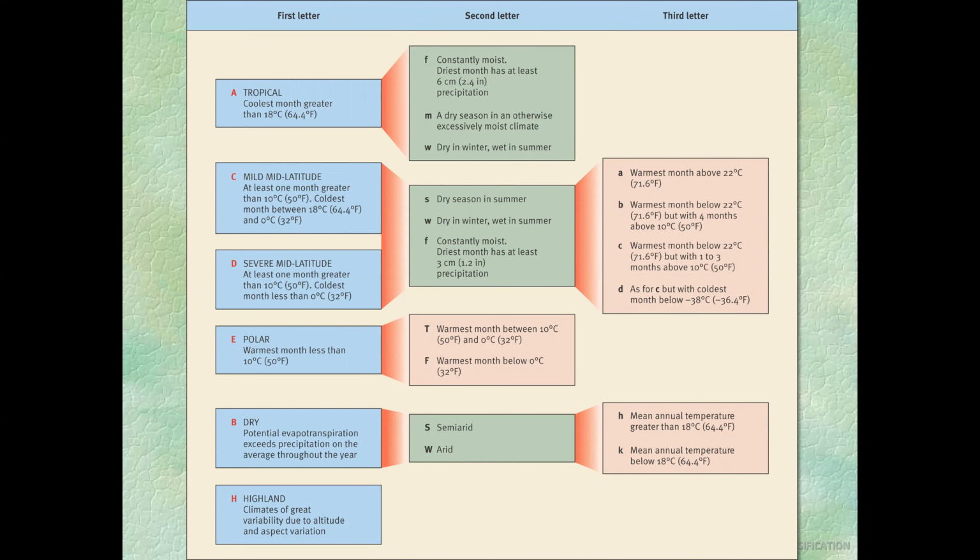So you can classify it as AF, AM, AW. You can classify it as CSA or CFB, depending on a lot of the criteria. But there's a map in the book that shows you all the different types of climates and where each region of the world falls into.